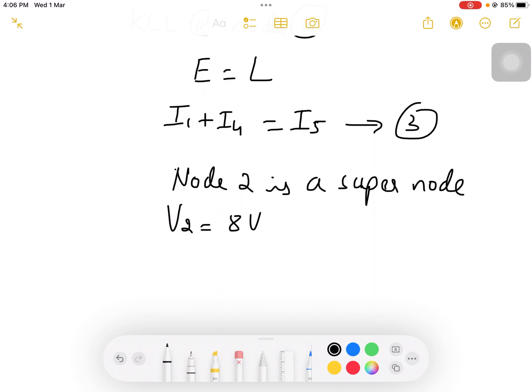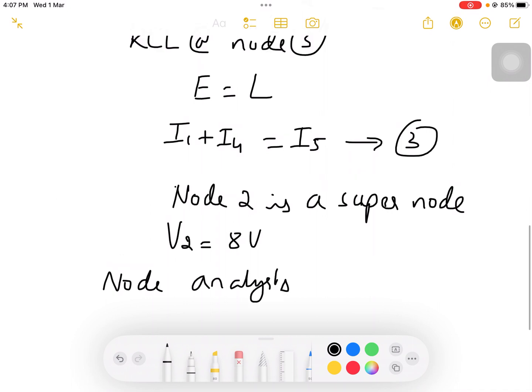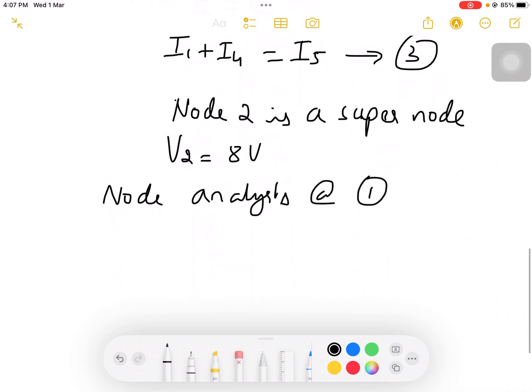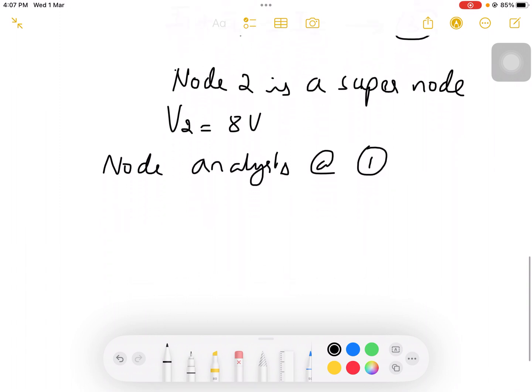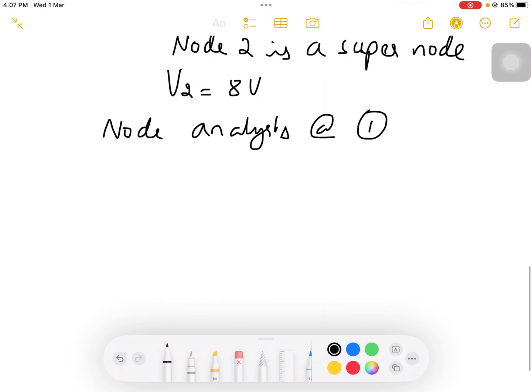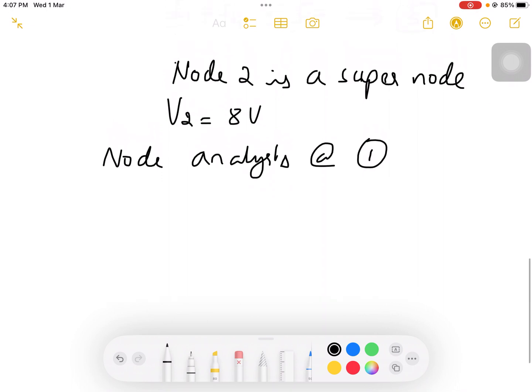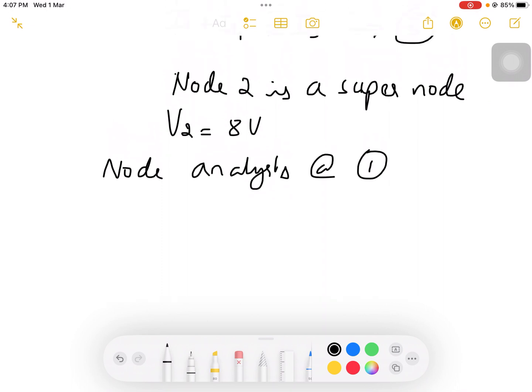So applying the node analysis at node 1. In node 1, we have already taken that the currents are entering here, so I will write the first current. I1 is equal to V by R.